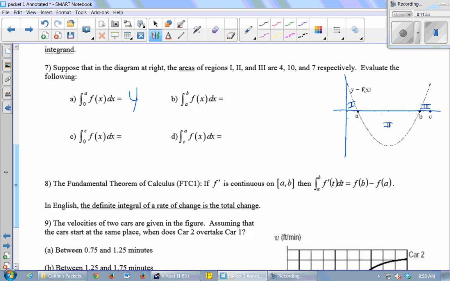And what's the integral from a to b? Yes, -10. The area of region 2 is 10, but because it's under the x-axis, we give it a negative value. All right, how about from 0 to c?